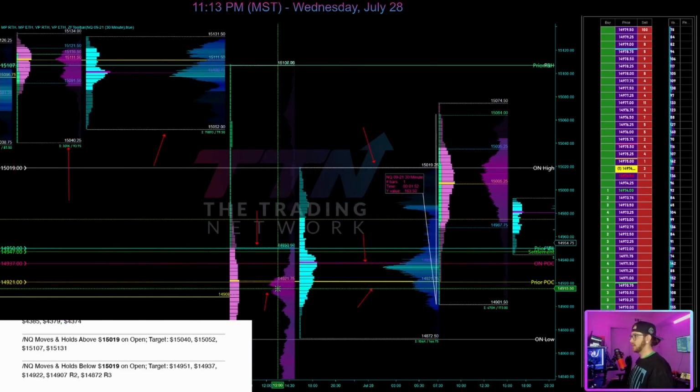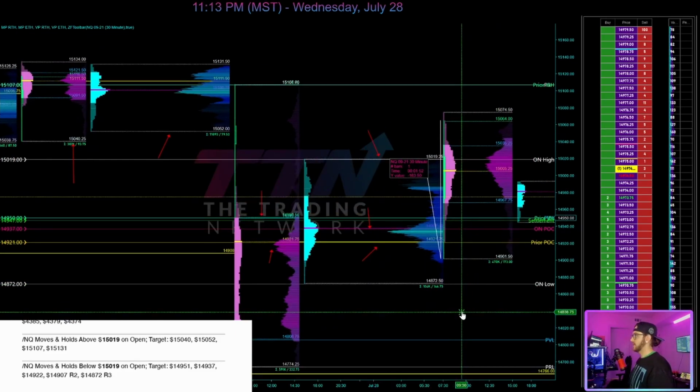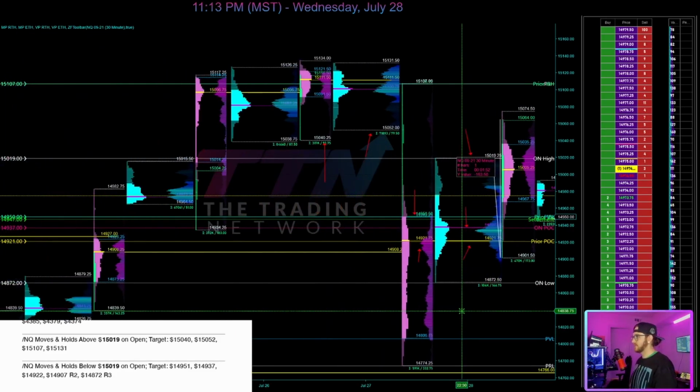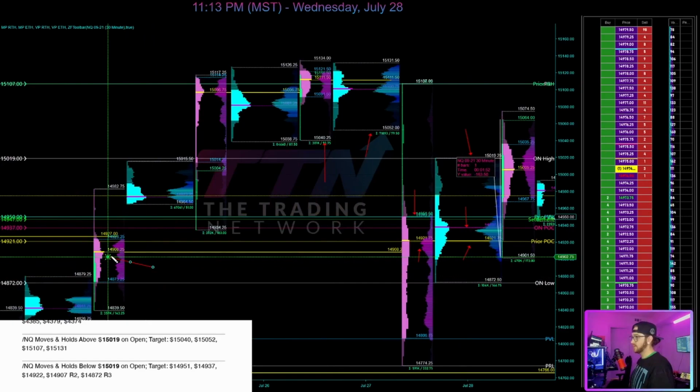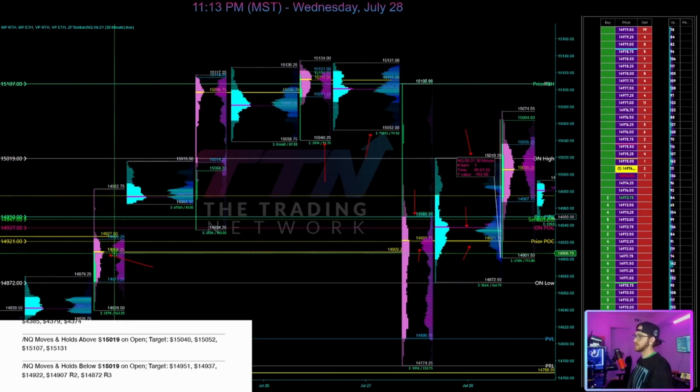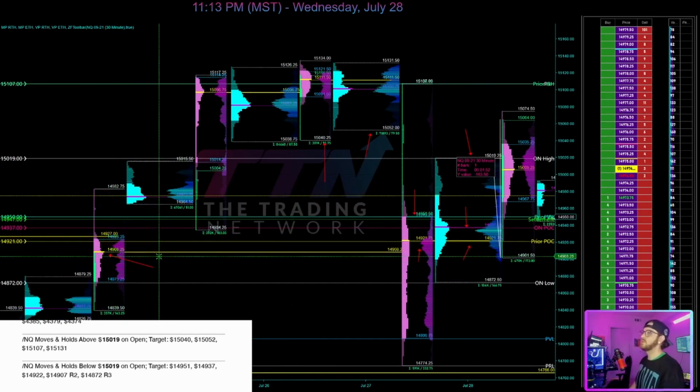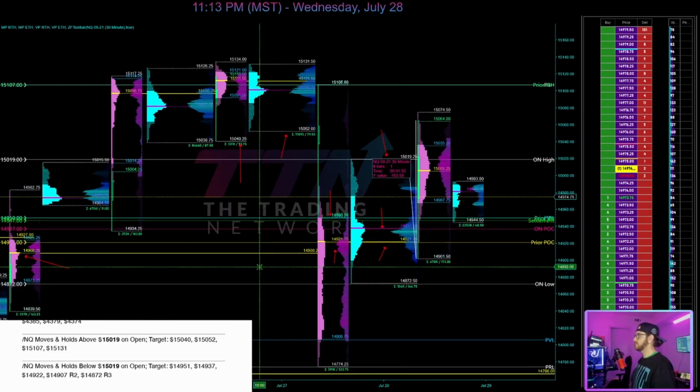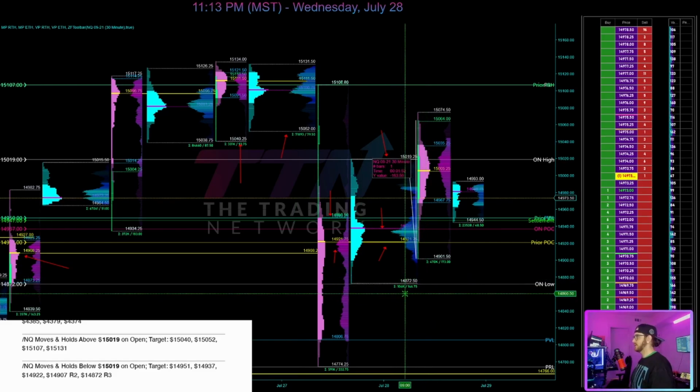So with the last target that got hit, I was looking at this 907, 908 level, and that was a prior POC from the regular trading hour session of July 22nd. So we moved through that. We got relatively close to pushing to that overnight low, but we didn't get there.